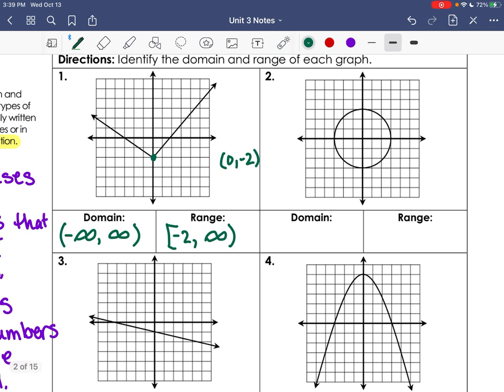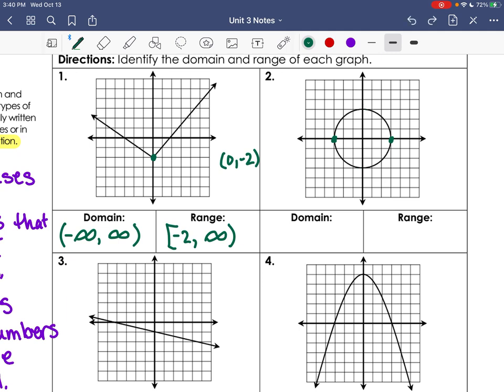For the circle, we've got a left point and a right point. We also have a bottom point and a top point. So a circle or any kind of closed shape that doesn't have arrows coming off of it, these are going to be easy to identify the domain and range because you're just literally, what is the left side of that circle? What is the right side of that circle? What is the bottom of that circle? What is the top of that circle?